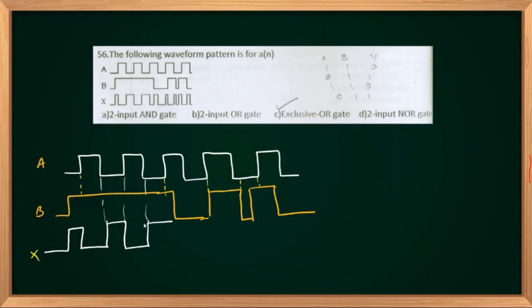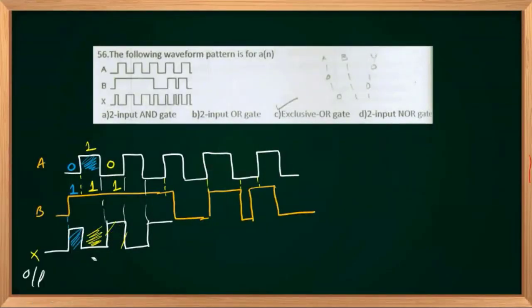So look at the waveform. This is my output X. A and B are the inputs. In this small interval of time, output is 1, so B equals 1 and A equals 0 in that interval. In this interval, output is equal to 0 because this is 1 and this is also 1. Then again, this is 0, this is 1, so my output is equal to 1.